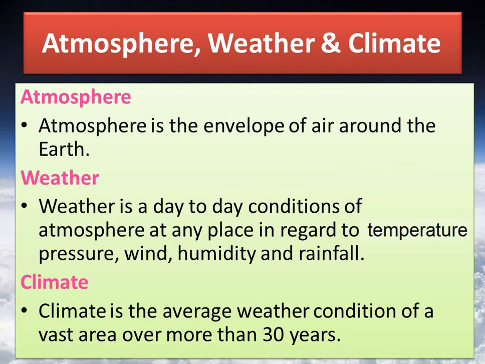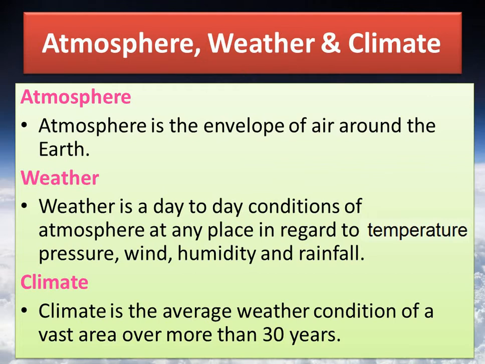What is weather, children? Weather is the day-to-day condition of the atmosphere with things like temperature, pressure, wind, humidity and rainfall. Then what is climate? Climate is the average weather condition of a vast area over more than 30 years. Day-to-day activity is weather, the day-to-day change of temperature and pressure that forms the weather. But climate is the average weather condition of a vast area. It is the average weather of an area for more than 30 years. We know that the weather may change daily.